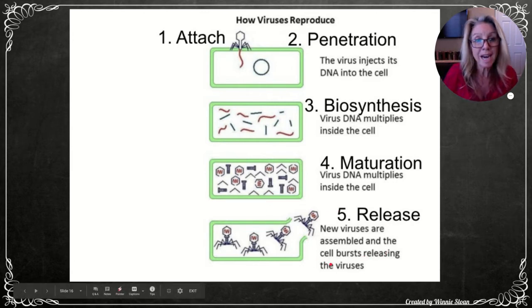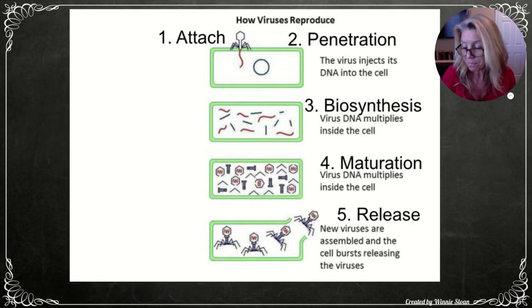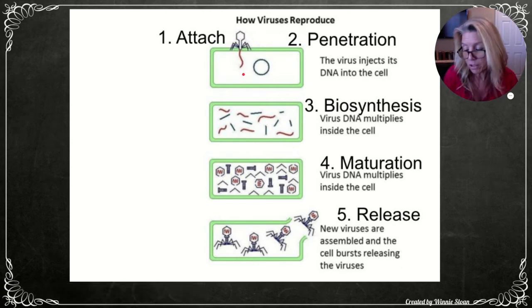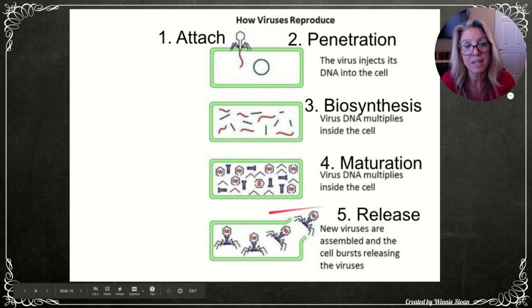So on your notes for attachment, I'd like you to put host-specific match. For penetration, it is either engulfed, the whole virus will get engulfed, or in this case, it's going to inject its nucleic acid. Inject, engulfed, or injects itself. Biosynthesis, it hijacks the host machinery to synthesize viral components. Maturation, you're assembling new viruses, and then release, you're going to exit. Now, it can bud off and keep the cell intact, or it can lyse it, which is what it's doing right here, just bursting out.